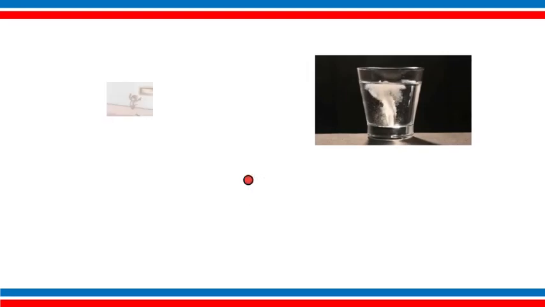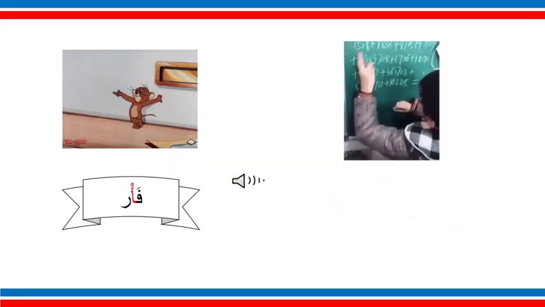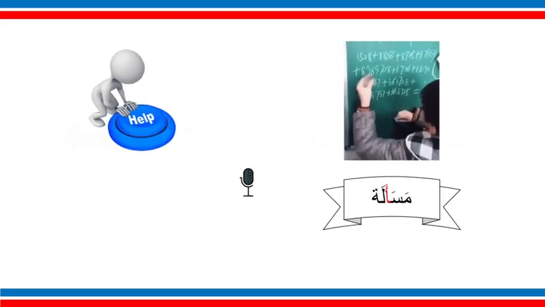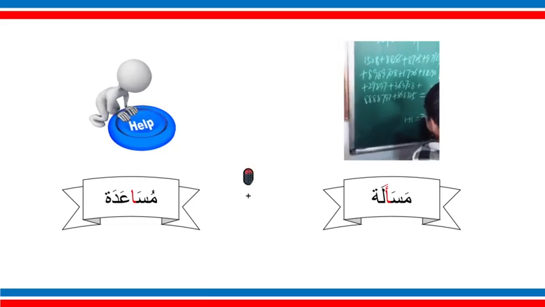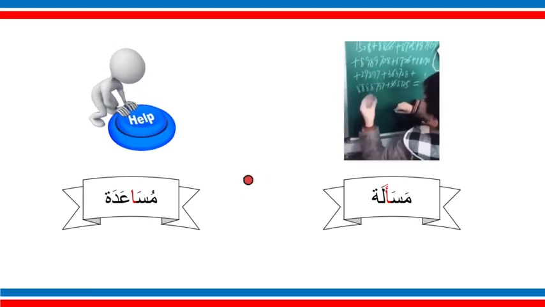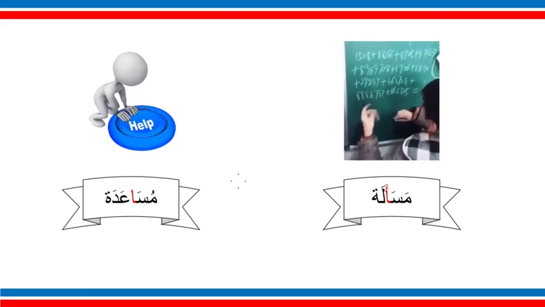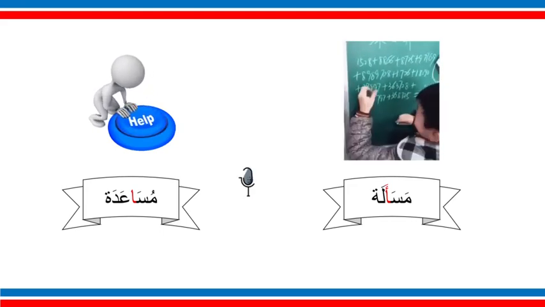Now we have these two pictures and these two words. So we have far and far. فار and فأر. Which one is صوت قصير and which one is صوت طويل? Next we have مسألة and مساعدة. I want you to find which one is صوت طويل and which one is صوت قصير. Think. Now I will show you the answer, so if you want to think you can pause the video.